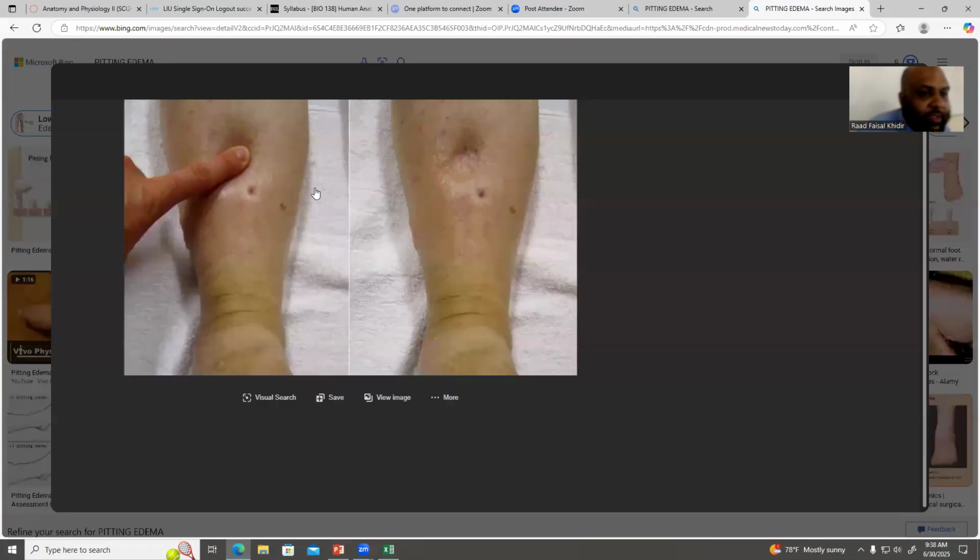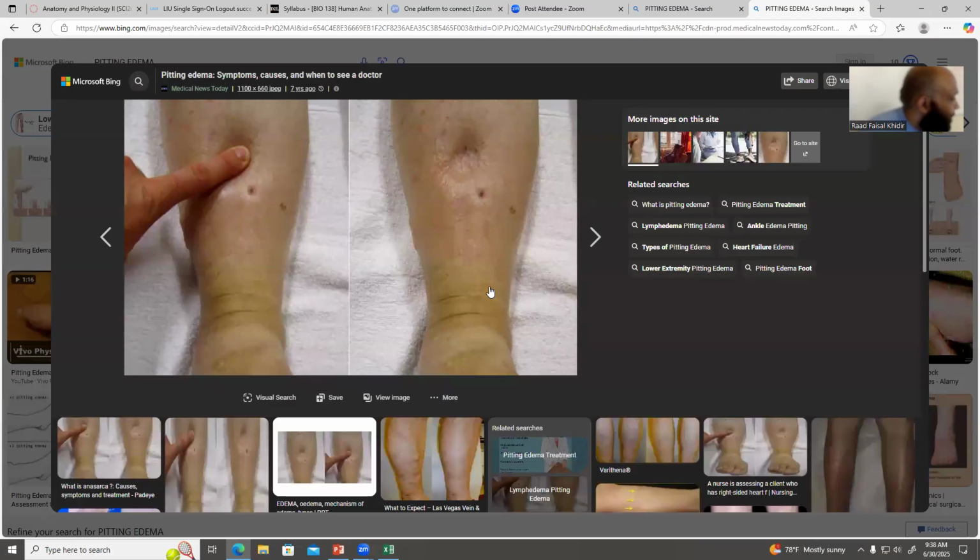Do you see pitting edema? Okay. Can everybody see pitting edema? So what happened to this patient? This pitting edema is caused by severe excessive fluid accumulation. That's just like the babies who have really big bellies. So what happened?